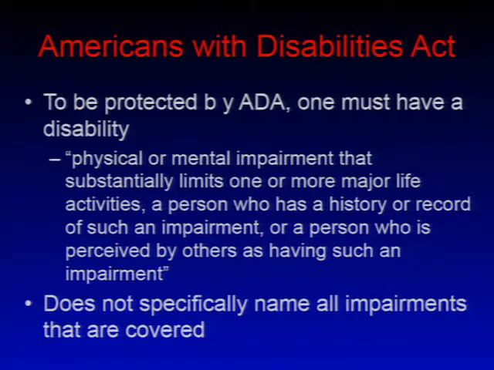In order to be protected by the ADA, a person must have a disability, and a disability is left vague by this act. It is defined as a physical or mental impairment that substantially limits one or more major life activities, a person who has a history or record of such an impairment, or a person who is perceived by others as having such an impairment. Since it does not specifically name everything, it is open to interpretation.